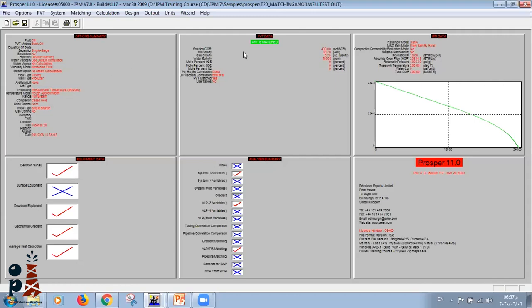This is the interface of Prosper. If you have been working in Prosper before, you will find it has different versions, but mostly it is this. The differences are not very much.